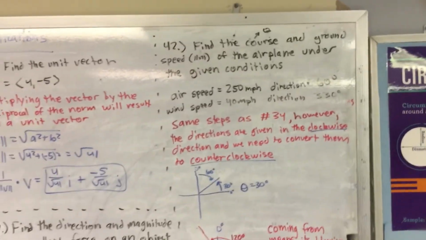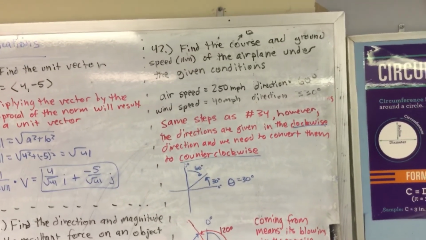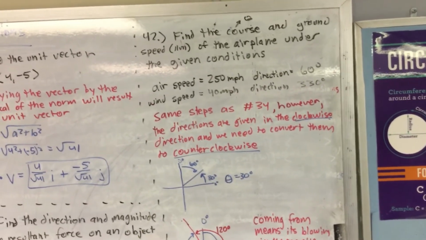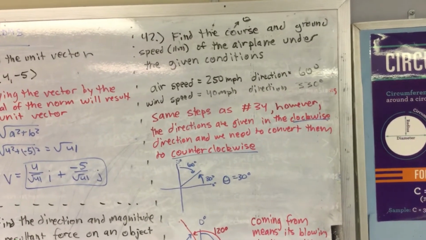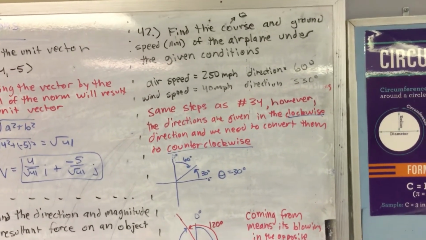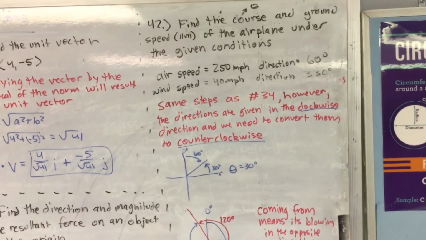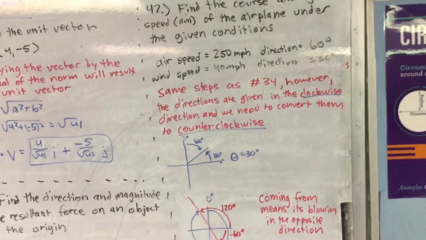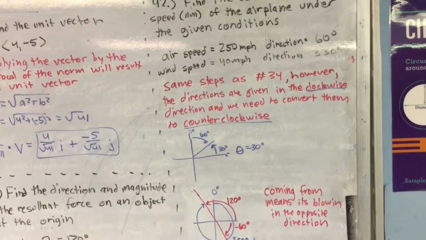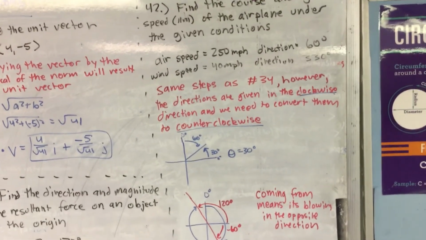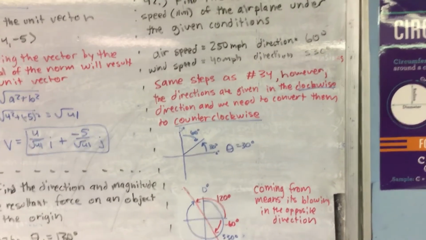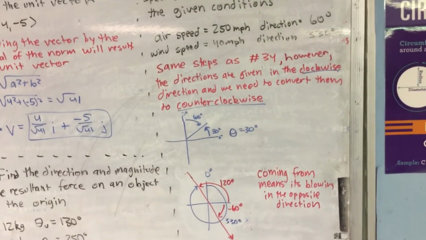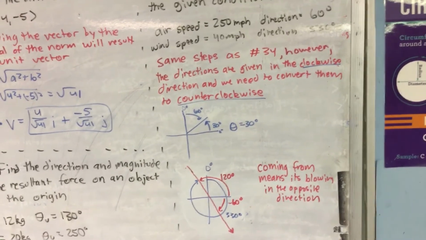Now, this problem, the airplane problems, are a little bit more complicated because they're written in a confusing manner. So when it says course, that's going to be your theta or your direction. Ground speed is going to be your magnitude, okay? They're going to give you an airspeed and a wind speed. We're mostly going to follow the same steps as number 34. However, they were very, very tricky when they gave us those angles. If you notice and remember, in navigation, we go in angles in the clockwise direction. Whereas in math, we do the counterclockwise method. So the first thing that we're going to have to do is convert these angles from clockwise to counterclockwise.